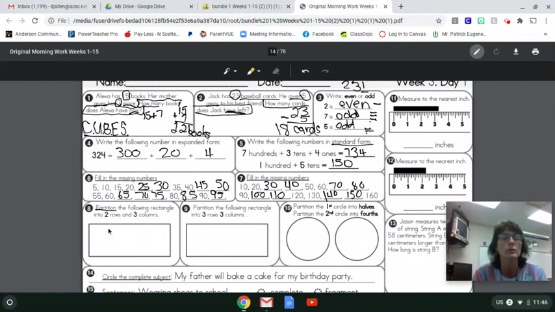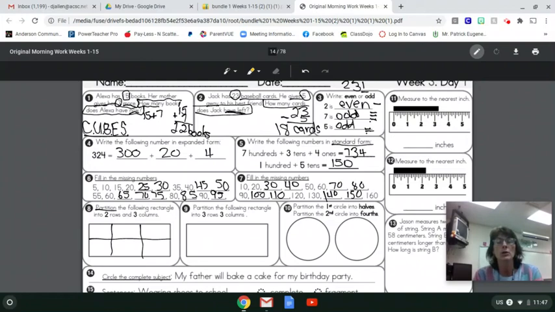Partition 2 rows. So I'm going to make 2 rows. And if I draw 1 line, I will have 2 rows. It doesn't mean 2 lines. It means make 2 rows. 1, 2. And 3 columns. And I want to try to make them as equal as I can. I don't want to have a real tiny little skinny one over here and a big one over here. I want to try to make them close, okay? So I'm just cutting it up into 2 rows and 3 columns. And I have 1, 2, 3, 4, 5, 6 sections. That's all you have to do.